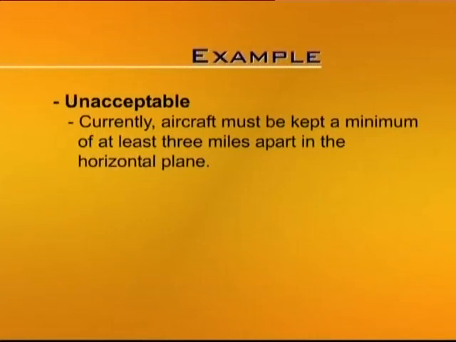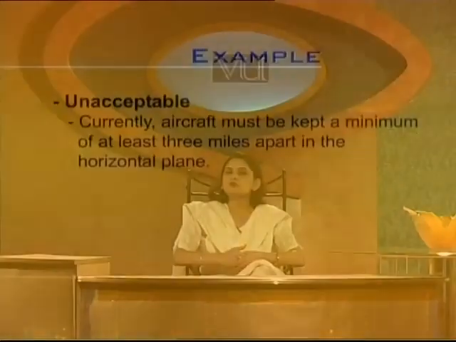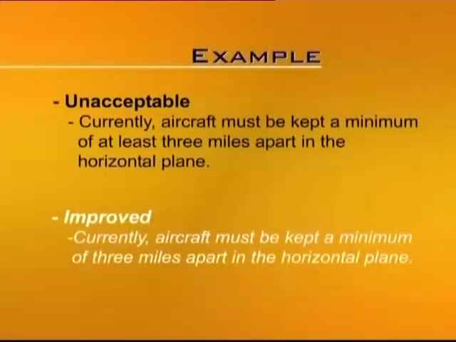अब देखिए कि इसमें क्या चीज़ है जो रिपीट हो रही है. Minimum of at least 3 miles. जब आपने minimum कह दिया तो आपको at least की ज़रूरत नहीं है, या आपने at least कह दिया तो आपको minimum की ज़रूरत नहीं है. ये दोनों चीज़ें एक ही मीनिंग दे रही हैं. The improved version would be, currently aircraft must be kept a minimum of 3 miles apart in the horizontal plane. So here by taking out of at least, we are making the sentence more concise and much more effective.